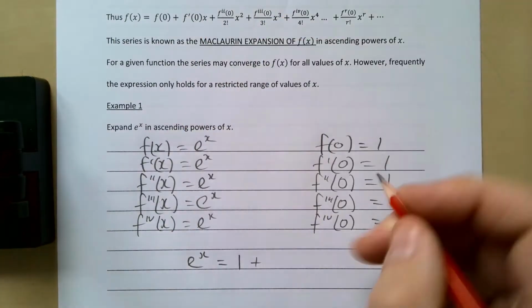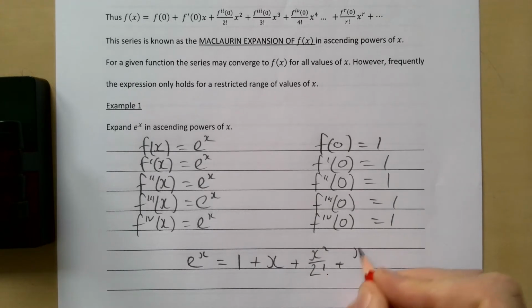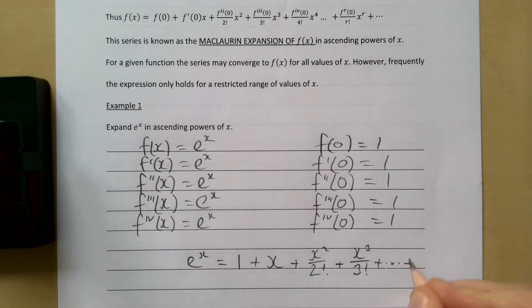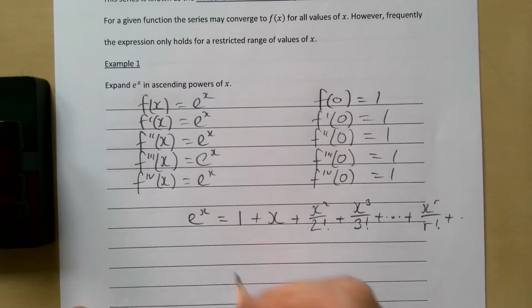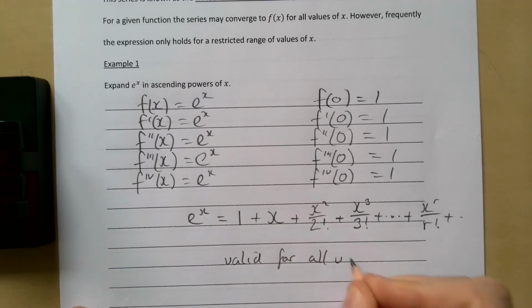plus 1x plus 1x squared over 2 factorial plus x cubed over 3 factorial, and then plus, hopefully you can see the general form here, first term, second term, third term, with x to the r over r factorial. And this one is valid for all values of x.